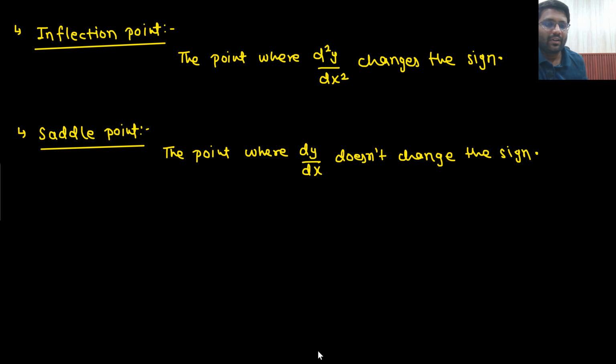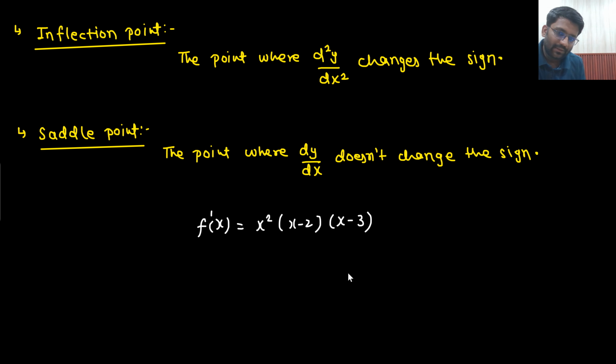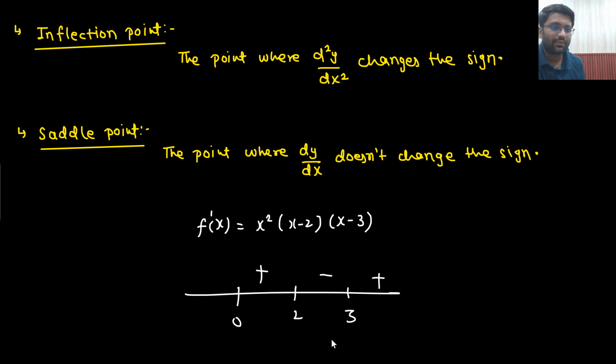What is the saddle point? Saddle point is that point where dy by dx does not change the sign. Let's just say I find out dy by dx, f dash x. That is coming out to be x square into x minus 2 into x minus 3. So what I will do? 0, 2, 3. Change sign, change sign, change sign. Here the sign will not change, no? Right? Because it is an even power. So this point is known as a saddle point.